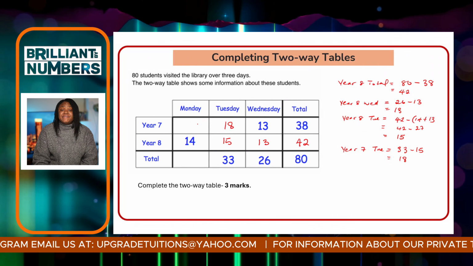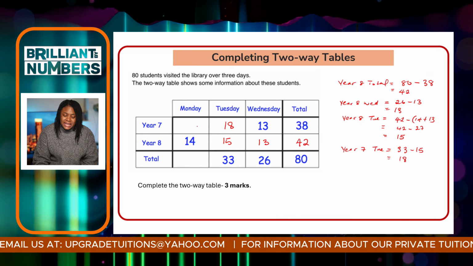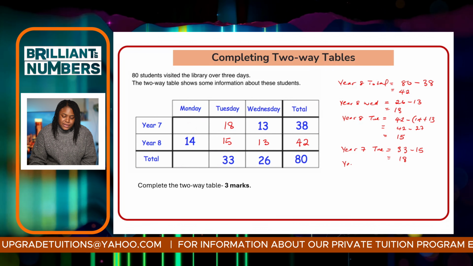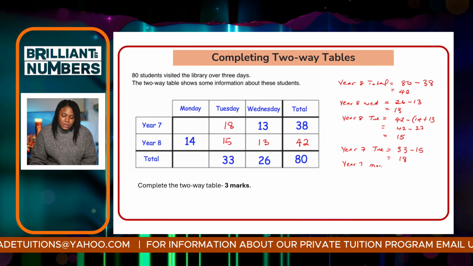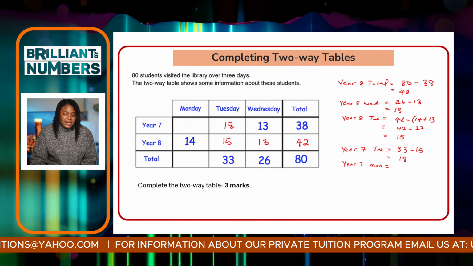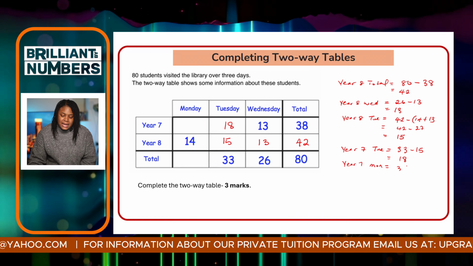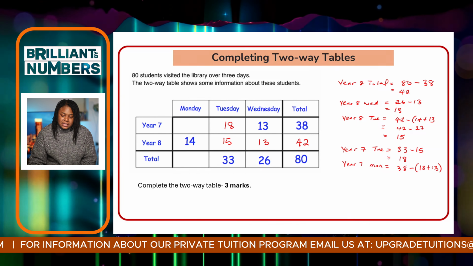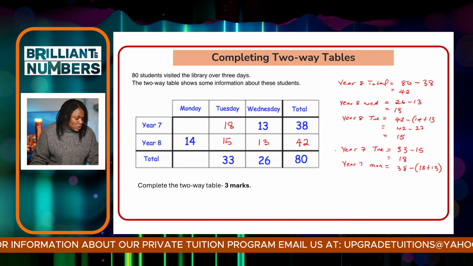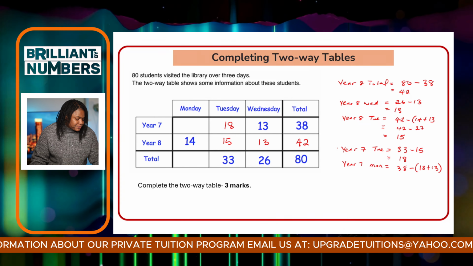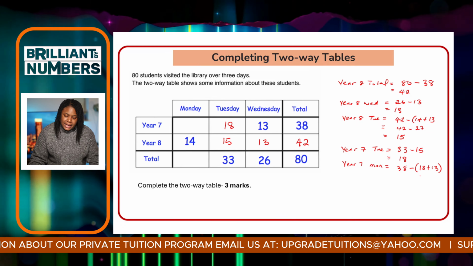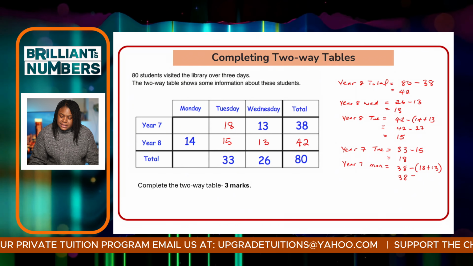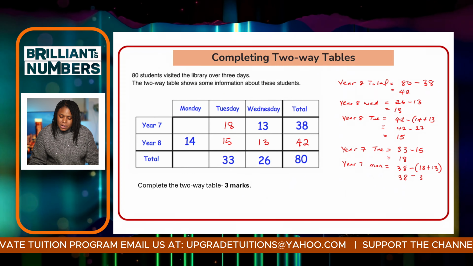Beautiful. Now I can find year 7 for Monday, since I only have one missing value there. So year 7 Monday would be equal to, the total is 38. And I'm going to now subtract the sum of 18 plus 13. Put that all in my calculator. So 18 plus 13. So 38 take away that, so that is 7.